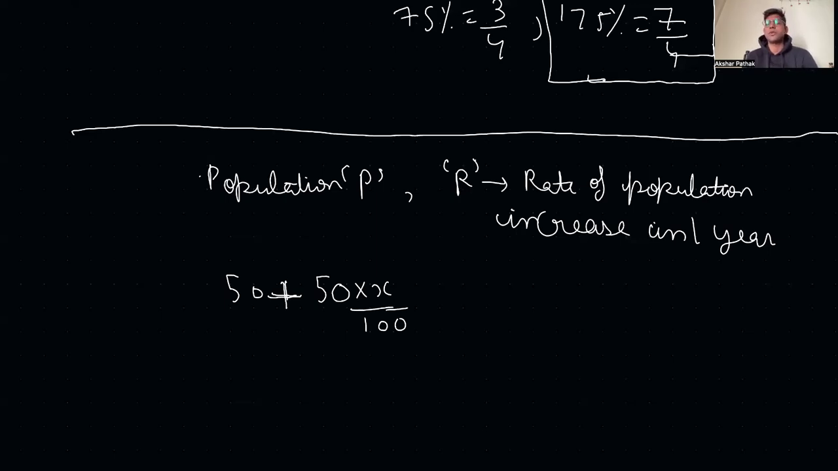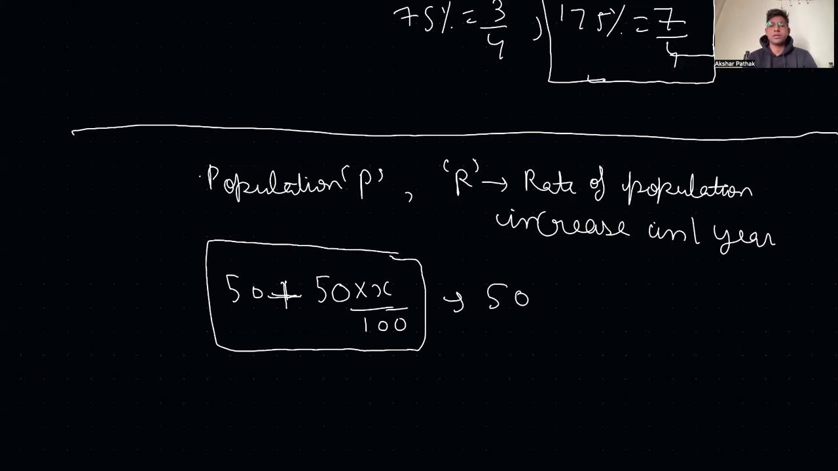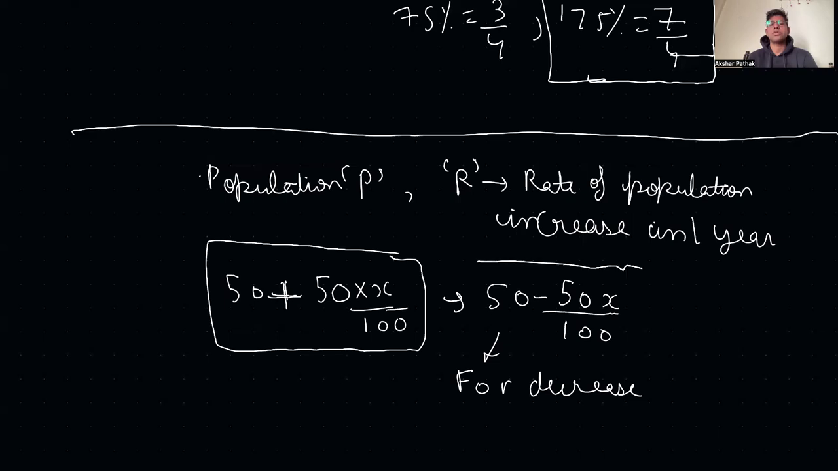And what is X by 100 of 50? You have read in ratio and proportion in your 8th class, or I guess 7th class, that 2 by 3 of a number is 2 by 3 into that number. So X by 100 of 50 will be X by 100 into 50. Okay, so there was no rocket science. This is the main logic behind increase. And for decrease, you will do 50 minus 50 into X by 100. Okay, so that's for decreasing.